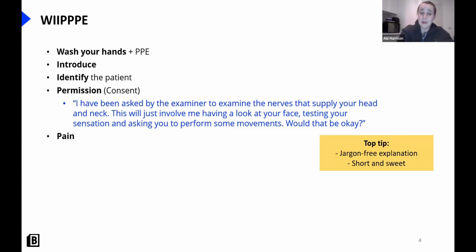Is the patient in any pain? You could offer them some analgesia, and particularly in other types of examination, you can start away from the pain. But in a cranial nerve exam, if they've got pain on the left side of their face, you can start with the right.